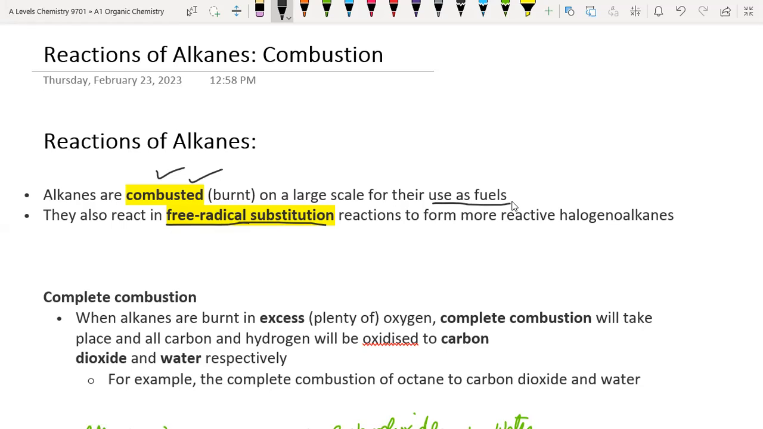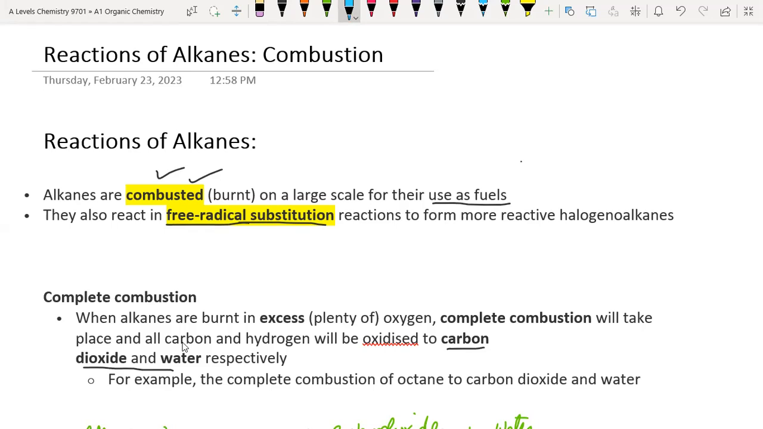Complete combustion is the burning of alkanes or hydrocarbon chain in plenty of oxygen, which results in the production of carbon dioxide and water. If carbon dioxide and water are produced during the combustion, it means it is a complete combustion.